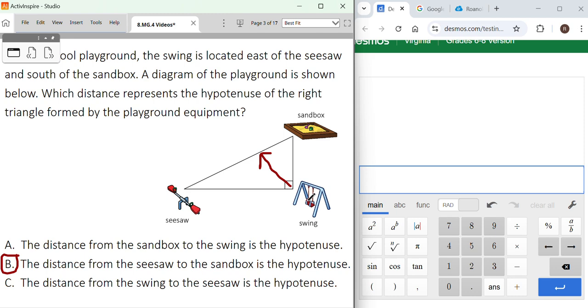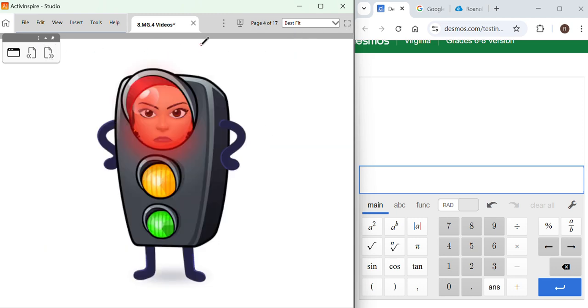And the distance from the swing to the seesaw is another leg. So that's how we know what the hypotenuse is. So let's check on the next one. Oh, that's where I stop.